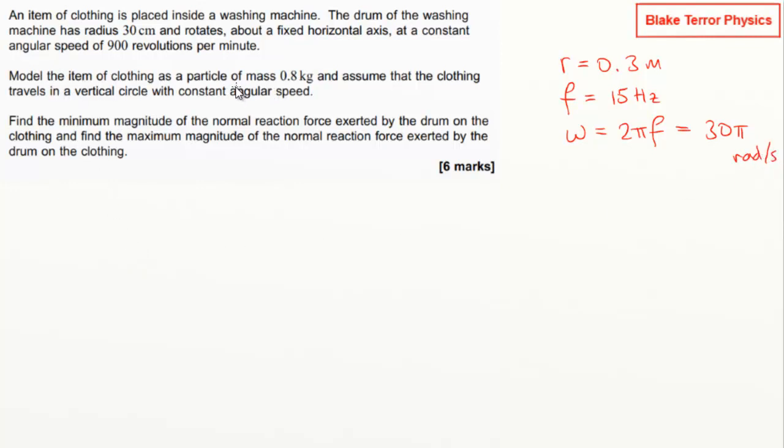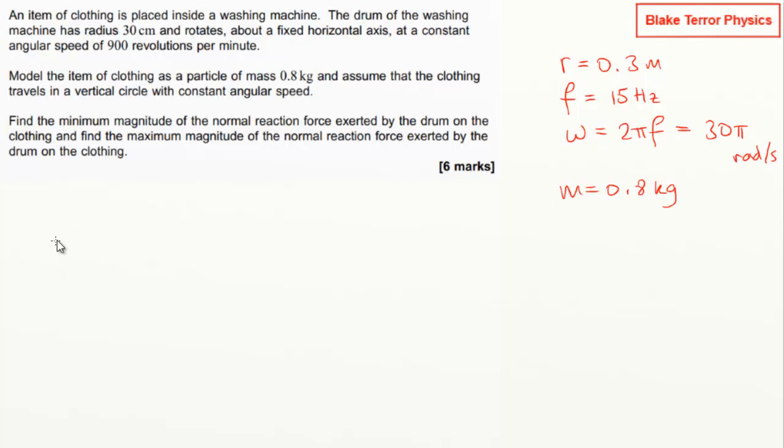Model the item of clothing as a particle of mass 0.8 kilograms. So m equals 0.8 kilograms. Assume the clothing travels in a vertical circle at constant angular speed. Find the minimum magnitude of the normal reaction force exerted by the drum on the clothing, and find the maximum magnitude of the normal reaction force exerted by the drum on the clothing.